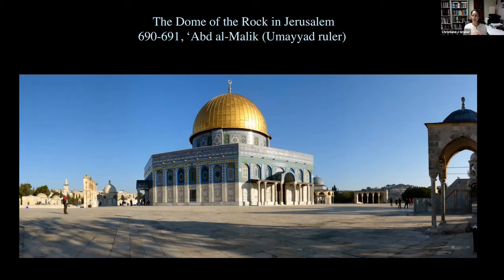So this is the earliest dated architectural endeavor for Islam. Of course, the Kaaba has been around longer, but it's very hard to track the chronology of the structure today. This one has remained more or less intact over many, many centuries, stretching all the way from 690 until today.